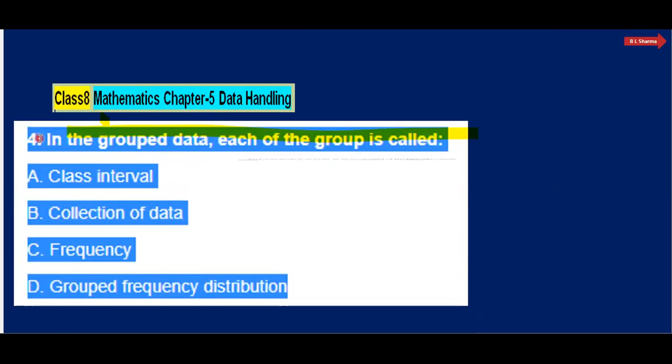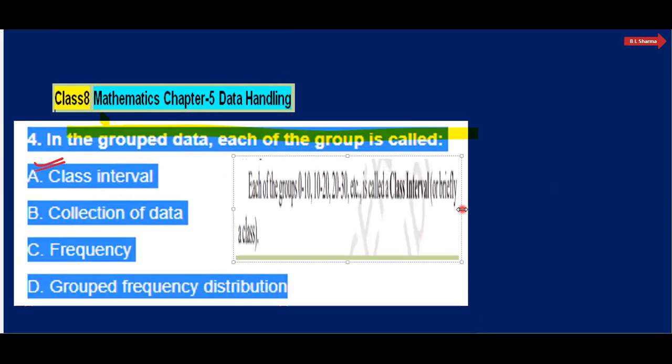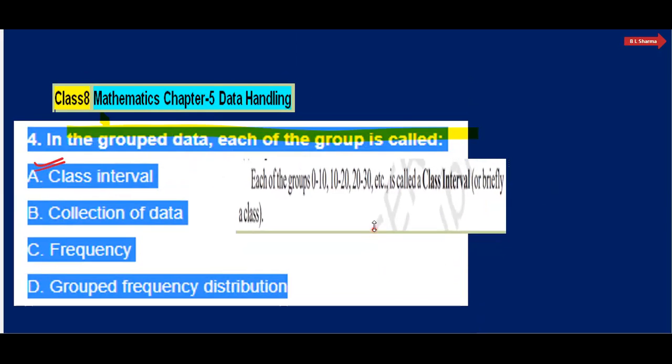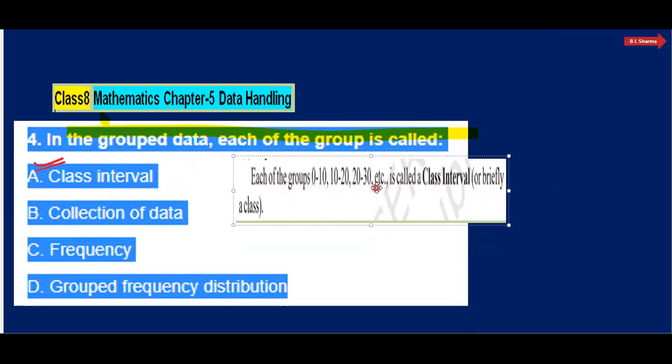Question number 4. In the grouped data, each of the groups is called. Each of the groups is called a class interval. You can see here, each group, let's say 0 to 10, 10 to 20, 20 to 30, etc., is called a class interval, or briefly a class.